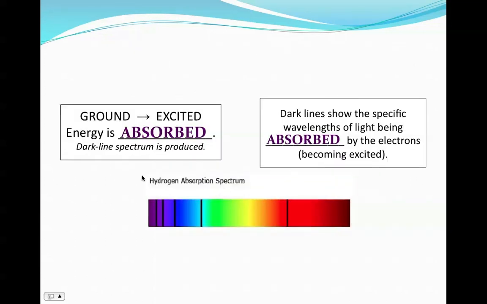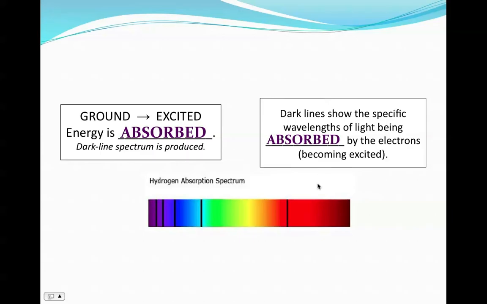So just to review, when we go from the ground to the excited state, energy is absorbed, so we say that a dark line spectrum is produced. So these wavelengths of light are the wavelengths that the hydrogen electrons are absorbing in order to go up to the excited state. And again, these dark lines show the specific wavelengths that are being absorbed as the electrons become excited.